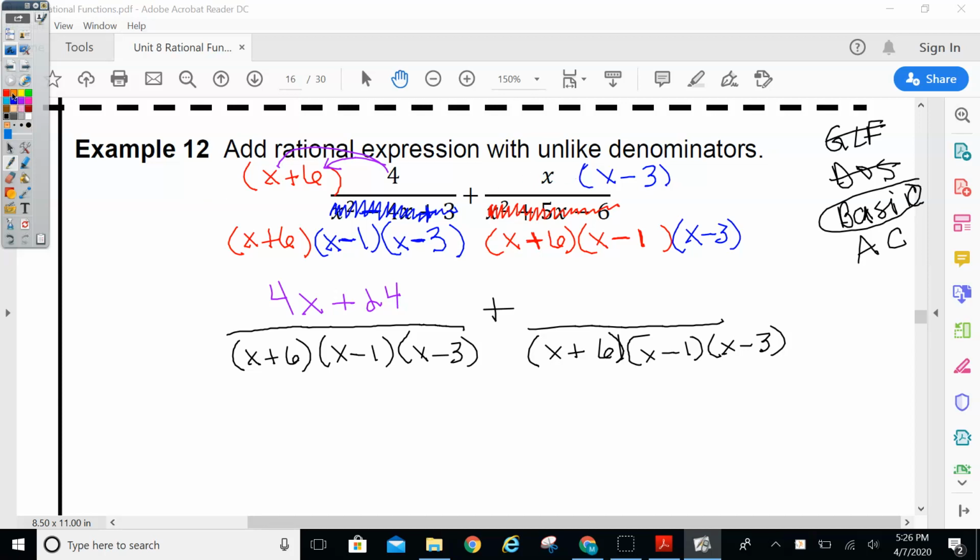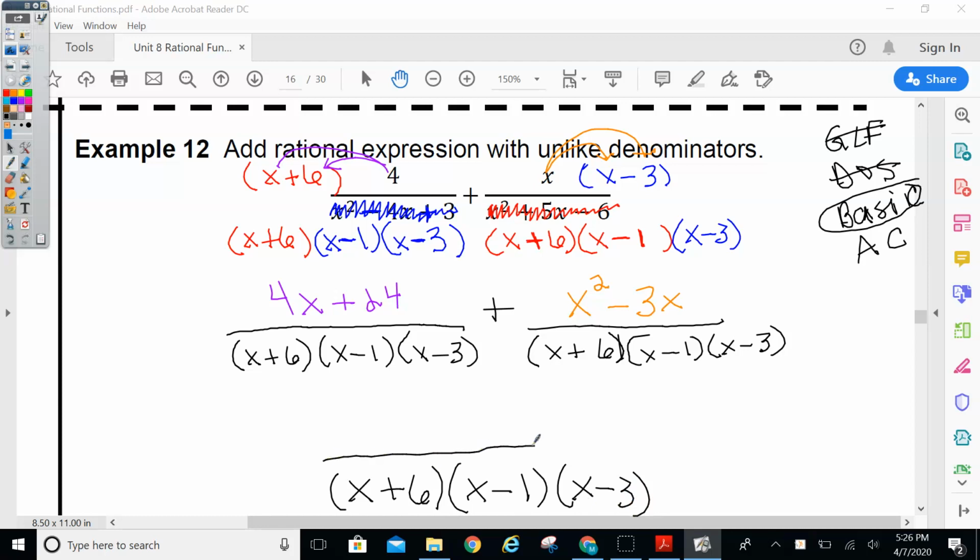So now when I distribute this numerator, x times x is x squared, and x times -3 is -3x. So since the denominators are the same, I can combine like terms in the numerator. I know this is what my denominator is going to stay. Oops, one of these is a plus. Plus 6, minus 1, minus 3 over, so I don't have to multiply these out. I'm not going to ask you to do that. Just leave them in factor form, and in the numerator we're going to combine the like terms.